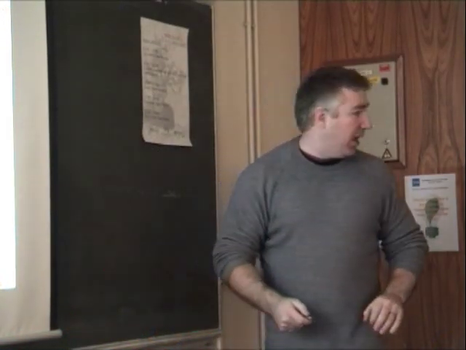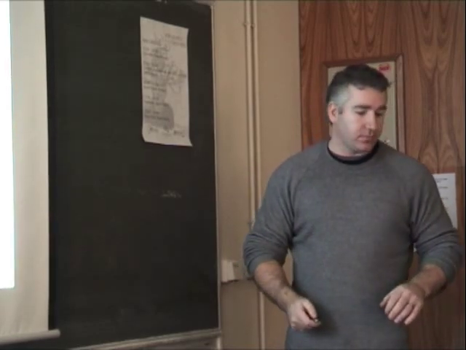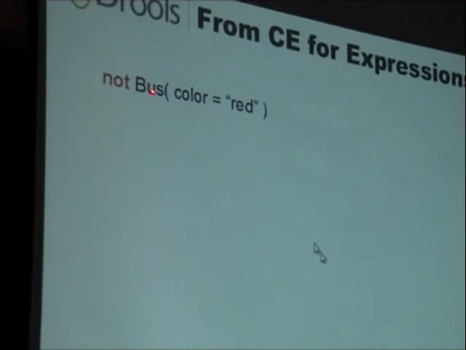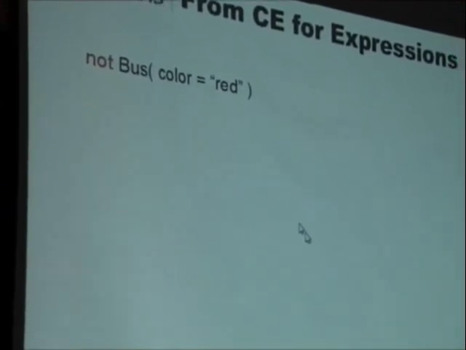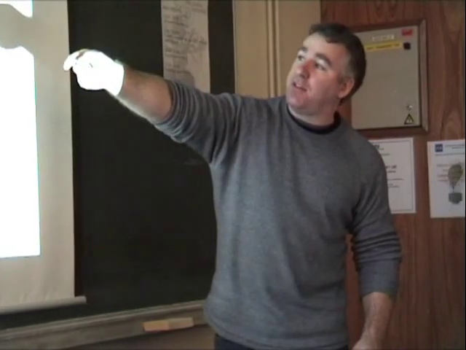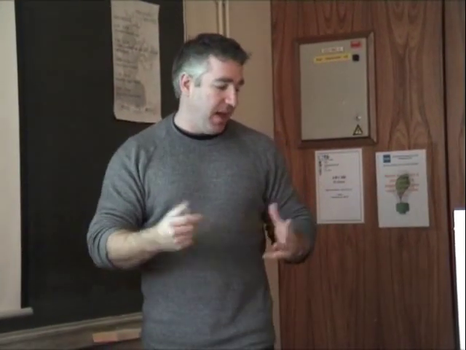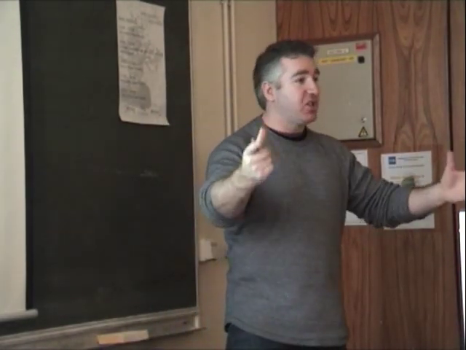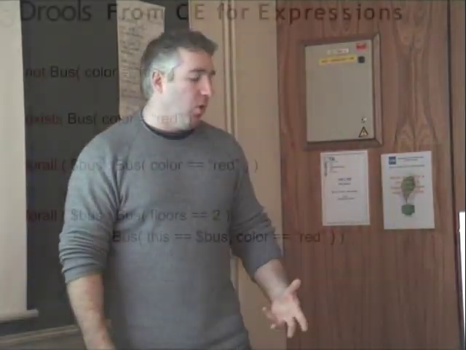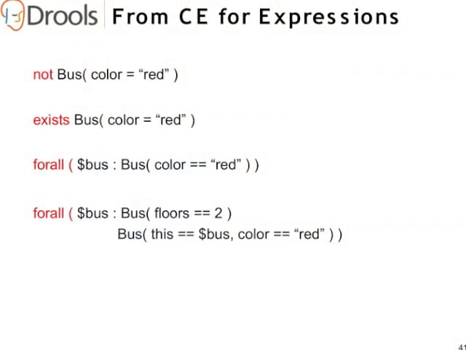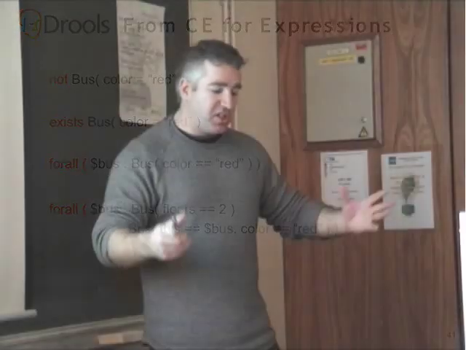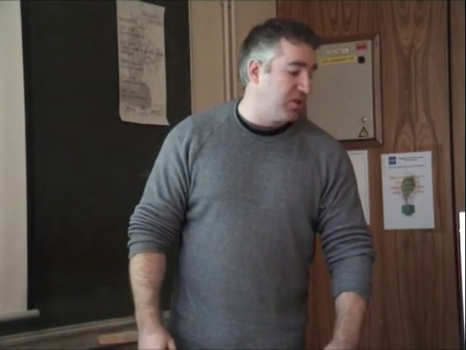I only wanted to touch on processes. So you saw earlier on, this is saying when I have no red buses. These are called conditional elements. You have the pattern, and then you have this little node here. When there are no red buses in my session, my working memory, when there's one or more red buses, when all my buses are red, or when all my buses that have two floors are red. So it's just a way to look at sets of data, to make decisions based on sets of data.